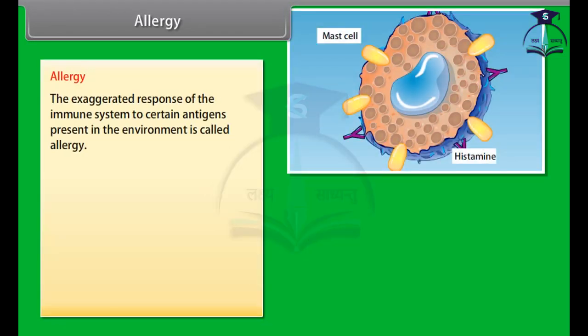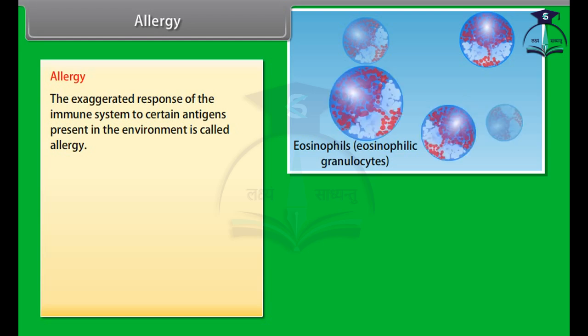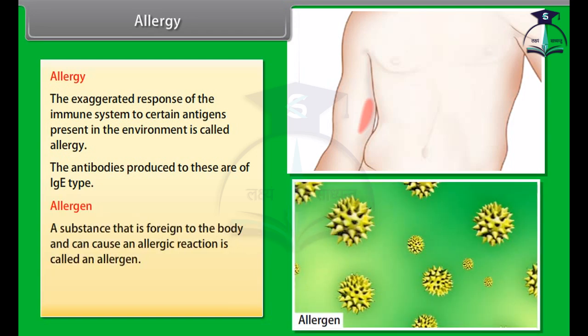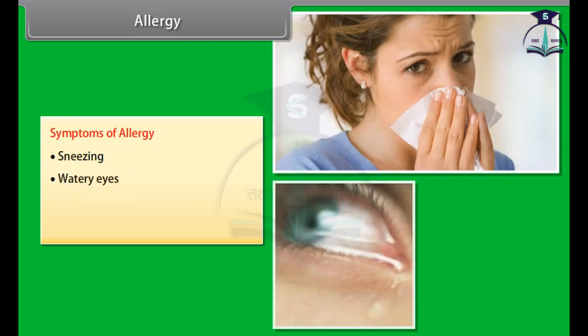Allergy. The exaggerated response of the immune system to certain antigens present in the environment is called allergy. The antibodies produced to these are IgE type. Allergen. A substance that is foreign to the body and can cause an allergic reaction is called an allergen. For example, mites in dust, pollens, animal dander, etc. Symptoms of allergy. Sneezing, watery eyes, running nose, difficulty in breathing.